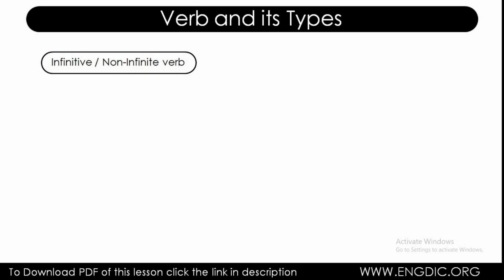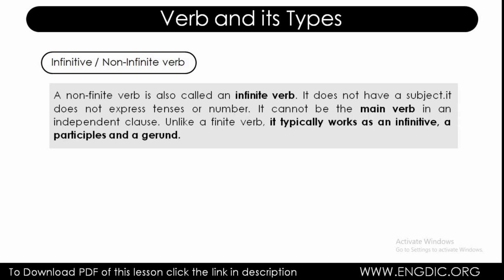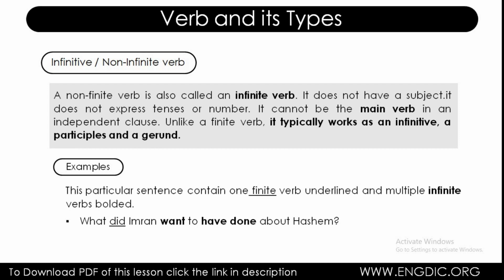Now moving towards the infinite or non-finite verb. A non-finite verb is also called an infinite verb. It does not have a subject. It does not express tenses or number. It cannot be the main verb in an independent clause. Unlike a finite verb, it typically works as an infinitive, a participle, and gerund. For example, what did Imran want to have done about Hashim? In this sentence, did is finite and want and have done are infinite verbs.